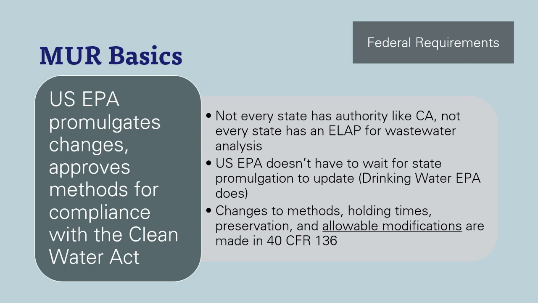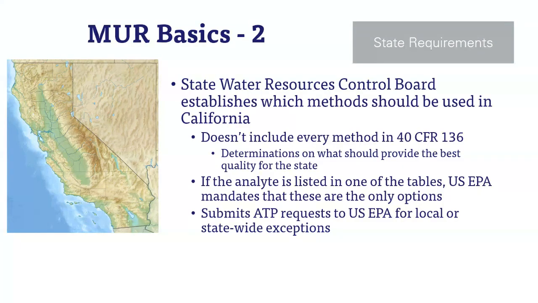So for those of you who have been asking about HOC methods and whether or not they're approved or not, allowable modifications might be part of the scheme in which those are referenced. So it starts with the federal requirements. The EPA doesn't have to build in any waiting period because not every state implements every federal requirement. So those are imposed instantly. And we go to the next slide, and then we'll come down to the state level.